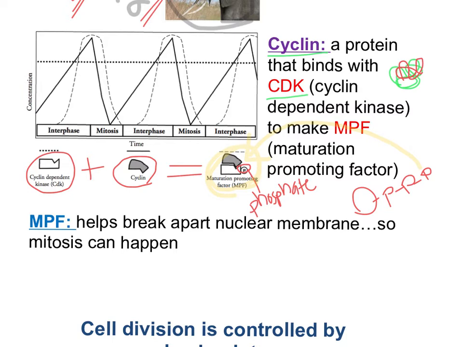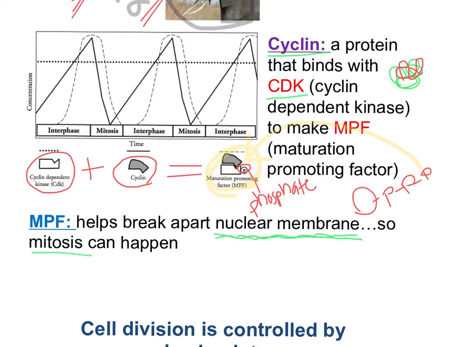And the job that it can do is break apart the nucleus. During mitosis, DNA has to move around the cell. So the nucleus has to be broken in order for mitosis to occur. So MPF has to break apart that membrane around the nucleus so that mitosis can happen.